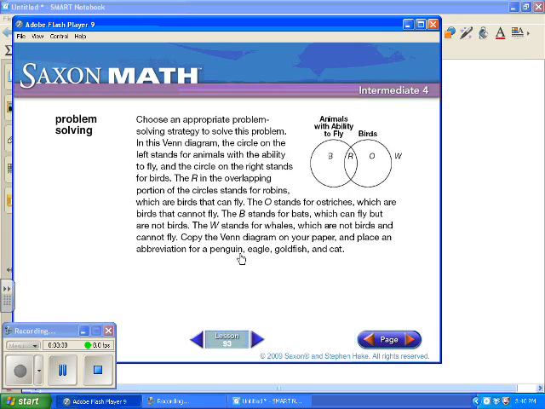Now, let's take a look at the penguin. It's a bird. It does have feathers, but can it fly? No, it can't, so it's going to go in this section, as you can see right here for penguins. And what about the eagle? Can it fly? Is it a bird? Yes, so it goes in the overlapping section that fits both of those. And we're finished.